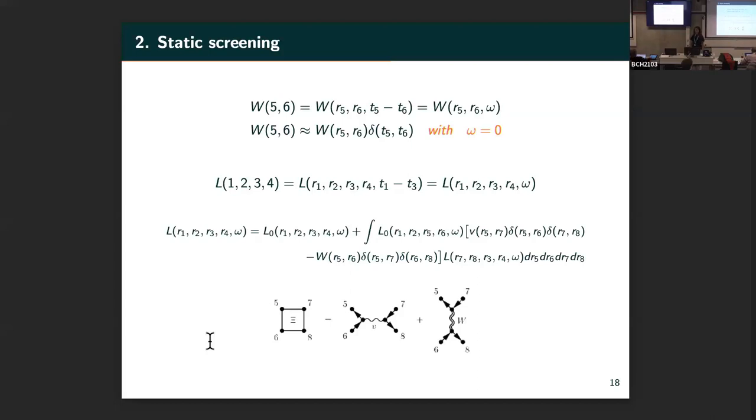Do you have any idea what we miss by neglecting the frequency dependency in W? Because this W is an important part, actually. You will basically assume that your screening is instantaneous and just one shot. Exactly.